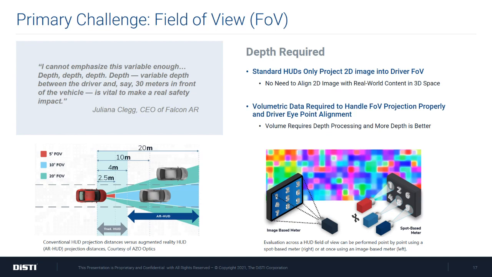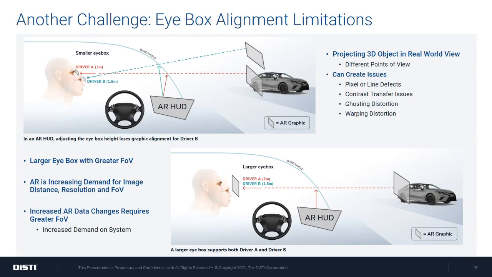When you start to take into account 3D space, you really need to account for the volumetric data in your field of view. And because of that, the depth in that is significantly more important than it would be for a standard 2D HUD. Another challenge that you have is alignment limitations from your eyebox.